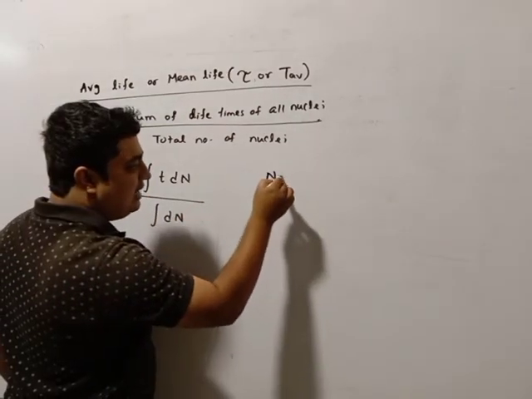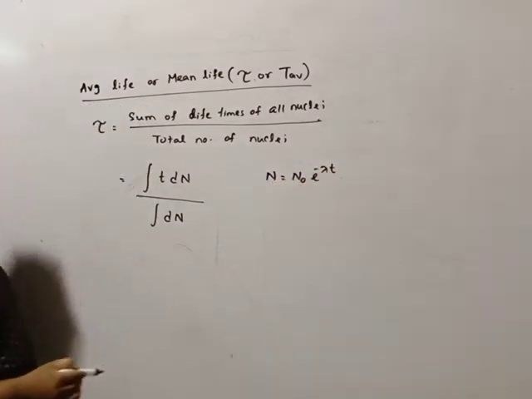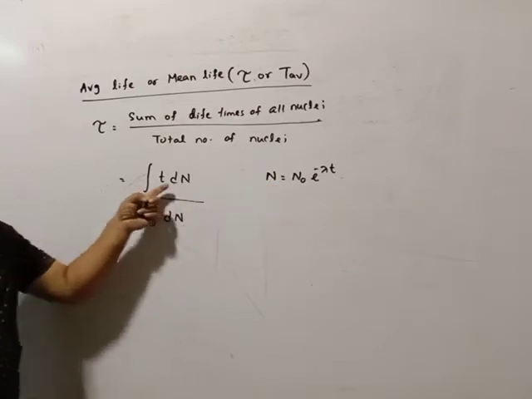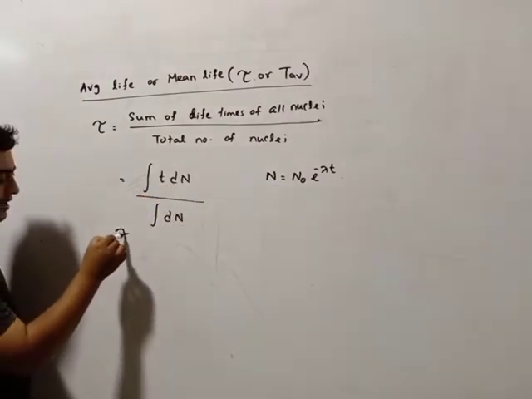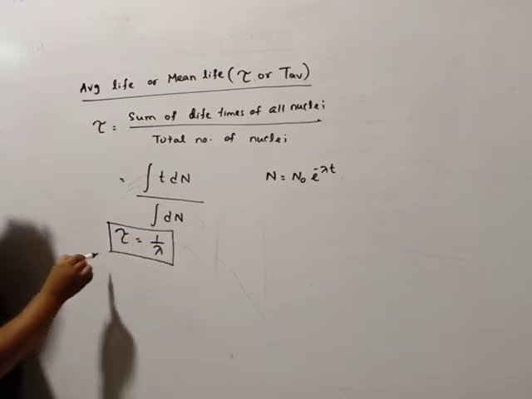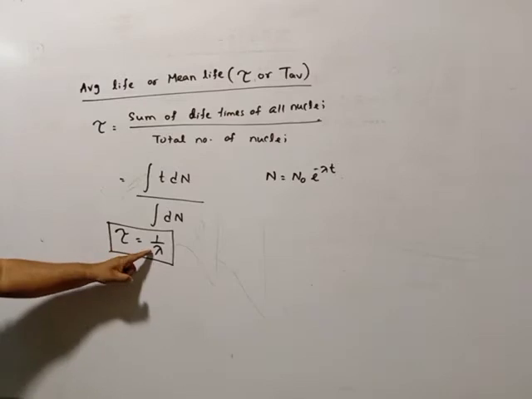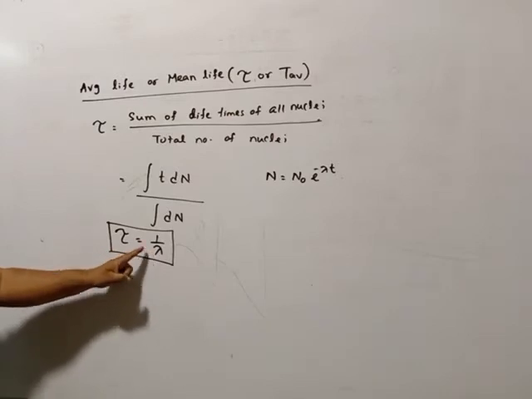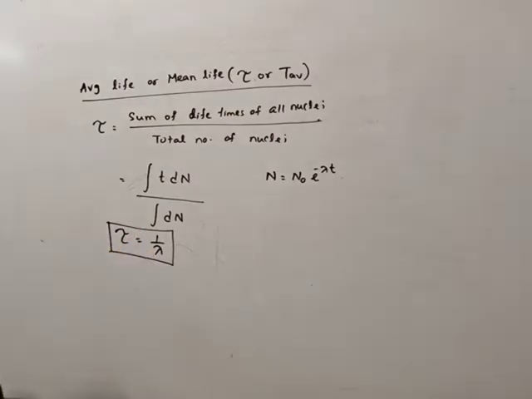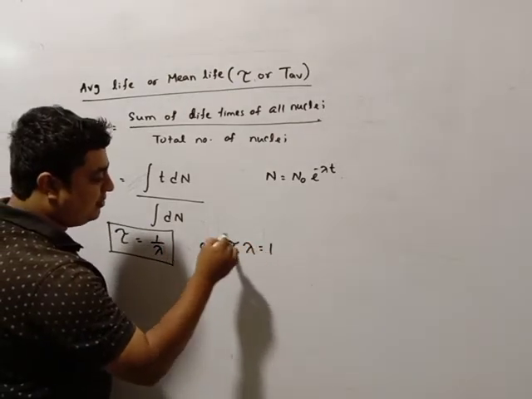Now, N equal to N naught e to the power minus lambda t. If we substitute this, we will get tau equal to 1 by lambda. So, what is average life? Average life is the reciprocal of decay constant, or we can write tau into lambda equal to 1.